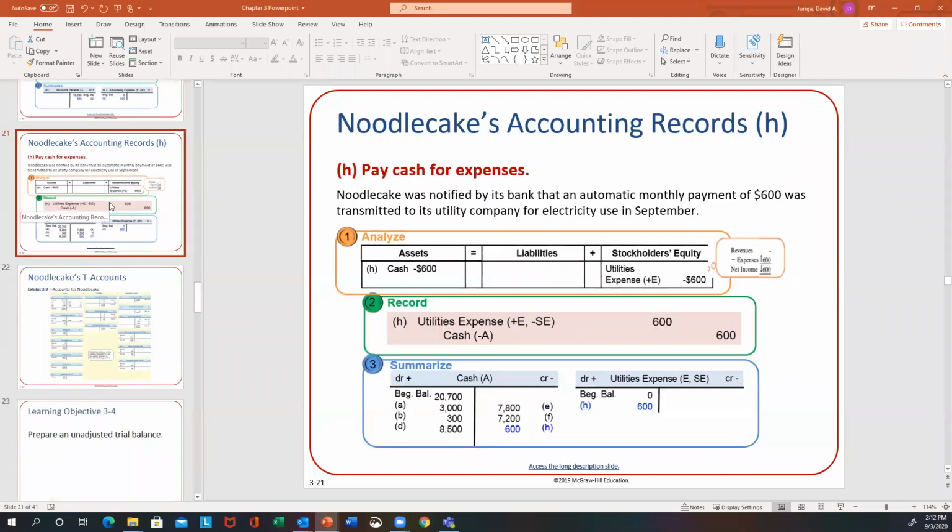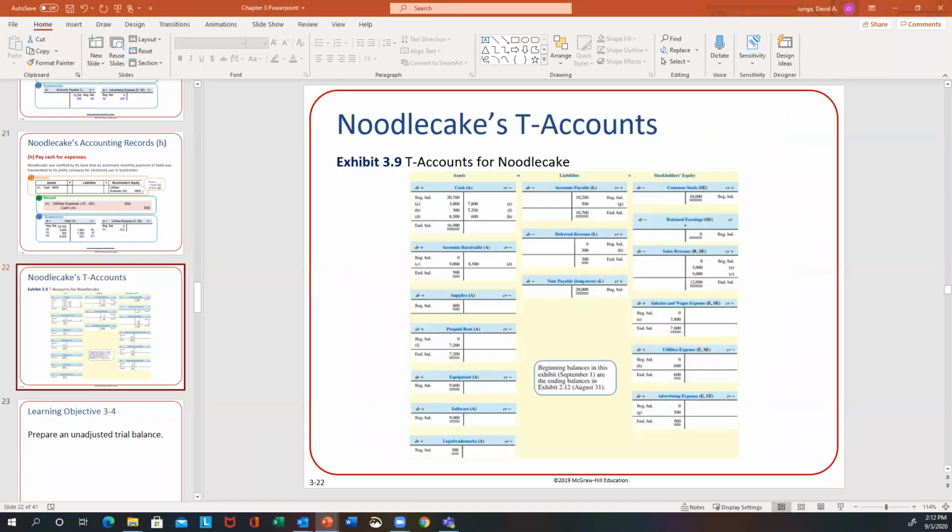All right, next one. Now you've got some cash expenses. So that one you're just going to be reducing cash and increasing your expenses, which again is reducing equity. So debit your expense, credit your cash, and then you would post it to your ledger. And then of course this would be your ledger summary, just like before.